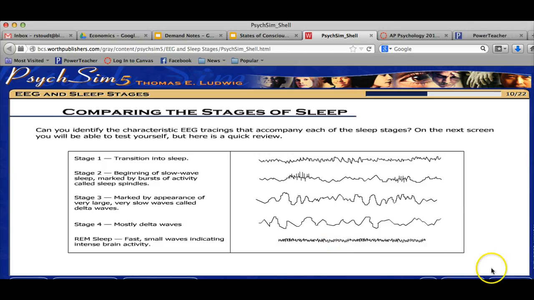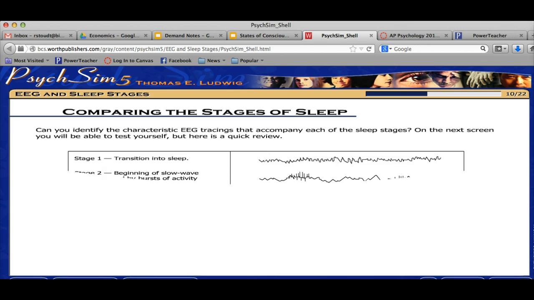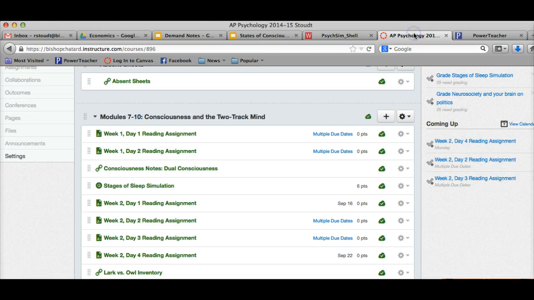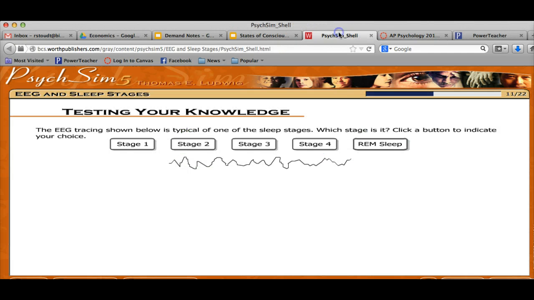Okay, so now that we went through all of that, now you have a quiz. If you've already pulled up the stages of sleep quiz, you should be on the first question. The first question is asking about the first EEG reading. Based off of this, what stage of sleep is this brain pattern, this EEG reading, in? Stage 1, 2, 3, 4, or REM. So take a minute to select.